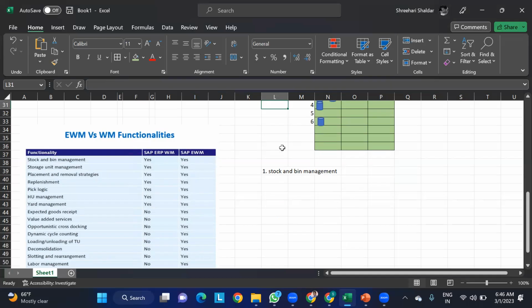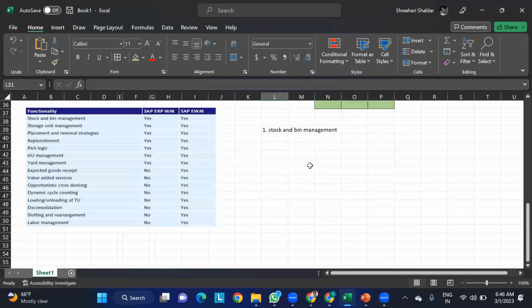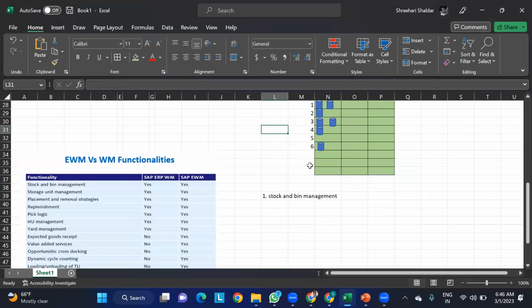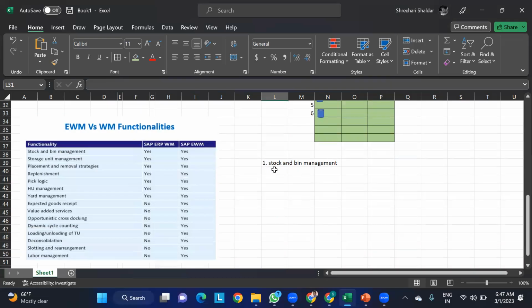Complete utilization means some slotting and rearrangement will come. In this slotting and rearrangement, what is going to happen? We are putting the stock, and wherever the stock can be occupied, we are going to rearrange it. How we are going to rearrange, we'll check at a later stage. Right now we are just understanding the functionality. So this is the stock and bin management.